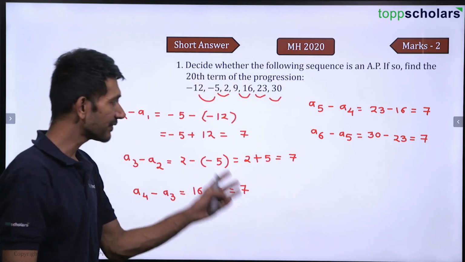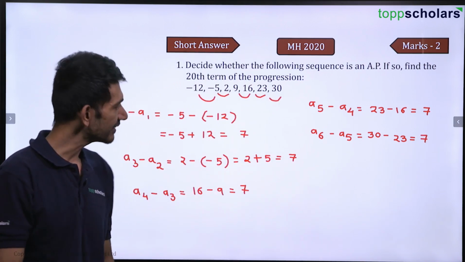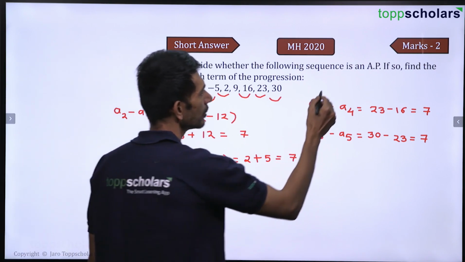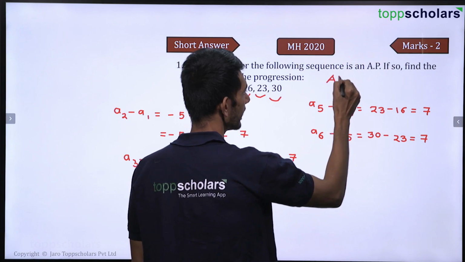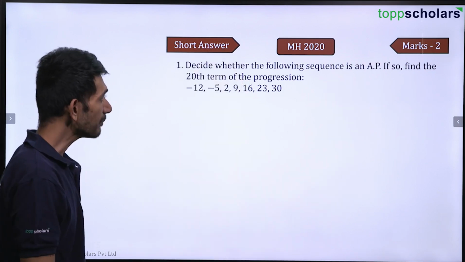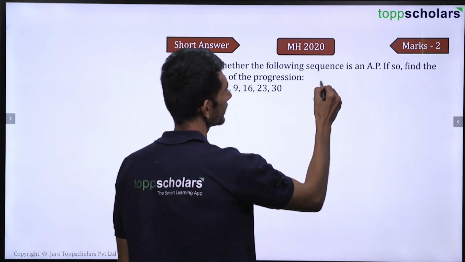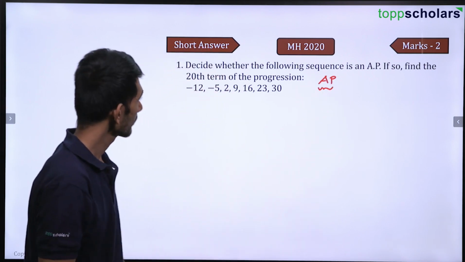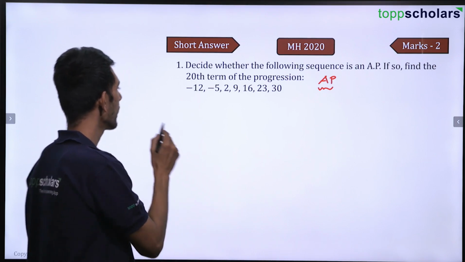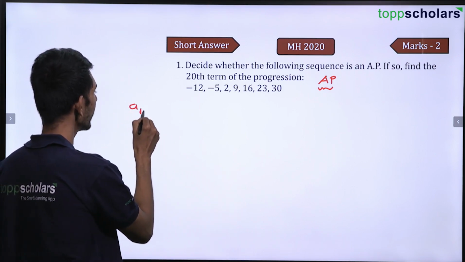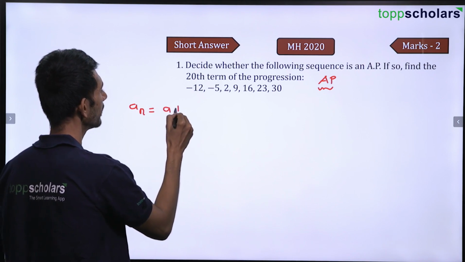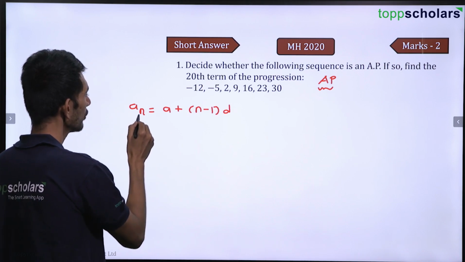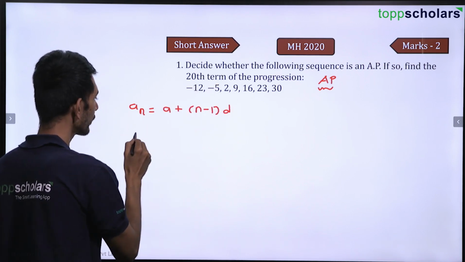So if you see, the difference between the consecutive terms is constant, that is 7. Therefore, yes, this is an AP, right? So the first part is done. Yes, it is an AP. The second part says, find the 20th term. Now we know that the nth term, that is an, is given by a plus n minus 1 into d, right? So n is 20 because we are supposed to find out the 20th term.